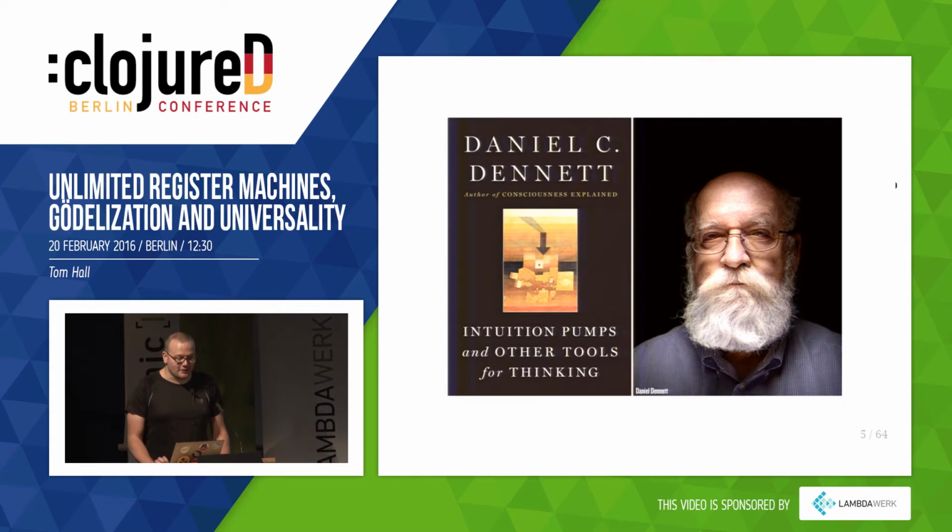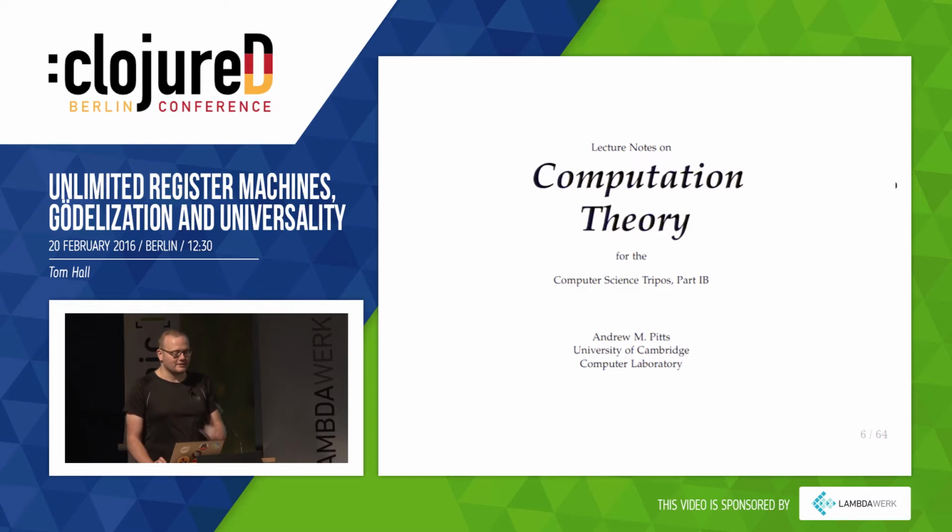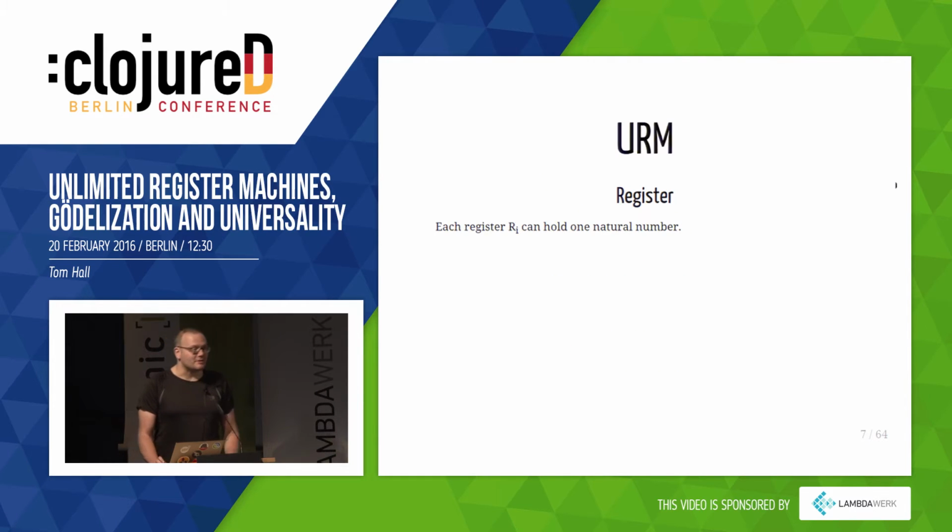For the particular URM that Dennett introduces, I had a look at where other courses were using unlimited register machines, and I found one course at Cambridge that had a good treatment of it. So some of the functions and subroutines I use are actually taken from these notes from Andrew Pitts at Cambridge. I should probably say what a universal machine is.